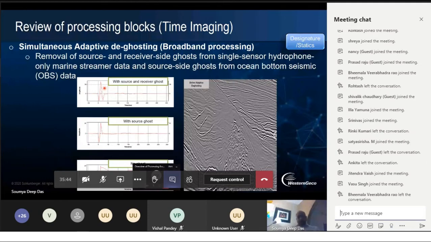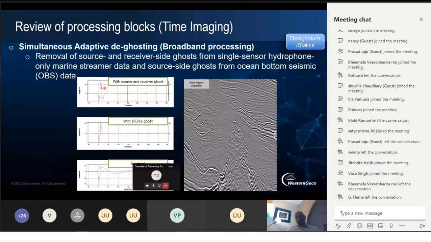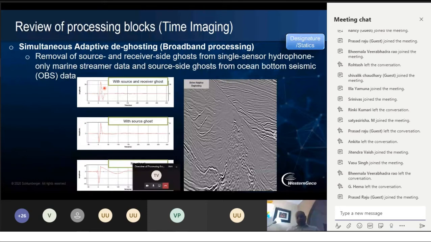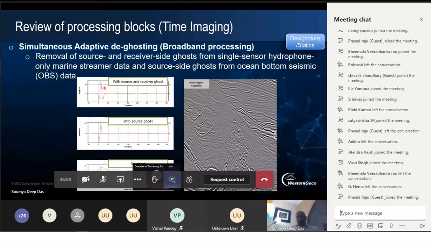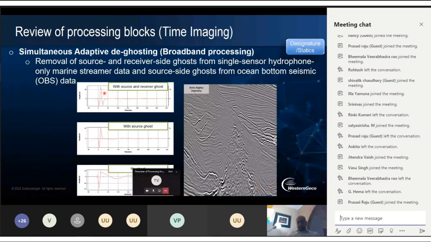And here what you see is the wavelet with no ghost. No source ghost, no receiver ghost. Which means this is the ideal wavelet, a strong peak with no side lobes. And this is what is expected. Now, let me flip between the two images which you see here. This is the data set that has been acquired and no deghosting has been done. Let the image speak for itself. This is before adaptive deghosting and this is after. So you can pretty much see the change in resolution that we have achieved.